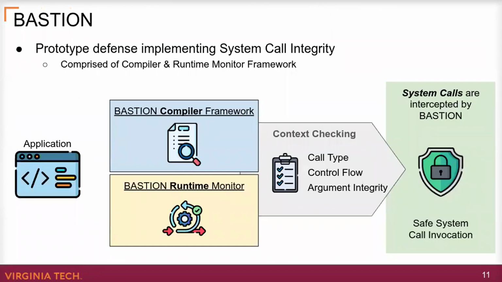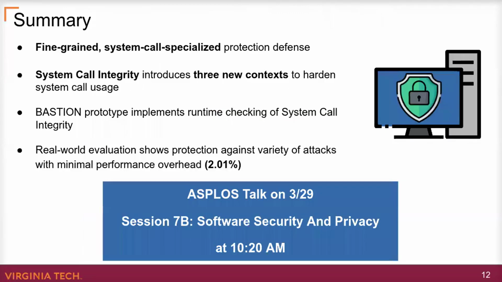We implemented Bastion to apply system call integrity and protect real-world applications. Bastion analyzes programs using a compiler framework and enforces system call integrity during runtime using our runtime monitor. What sets Bastion apart from most defenses and allows it to achieve low overhead is that system call integrity only needs to perform context integrity checks when a system call is invoked rather than performing checks along the way.